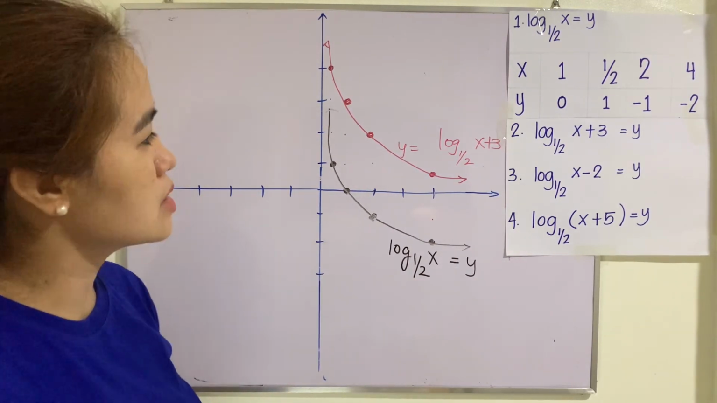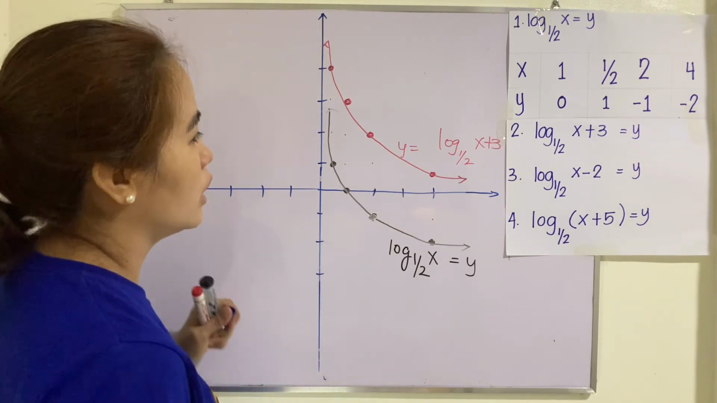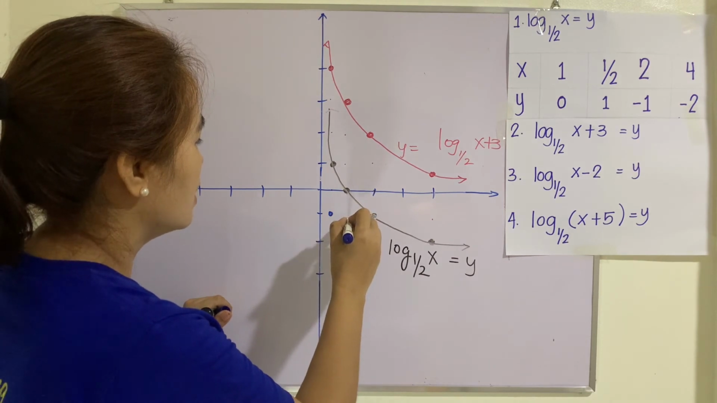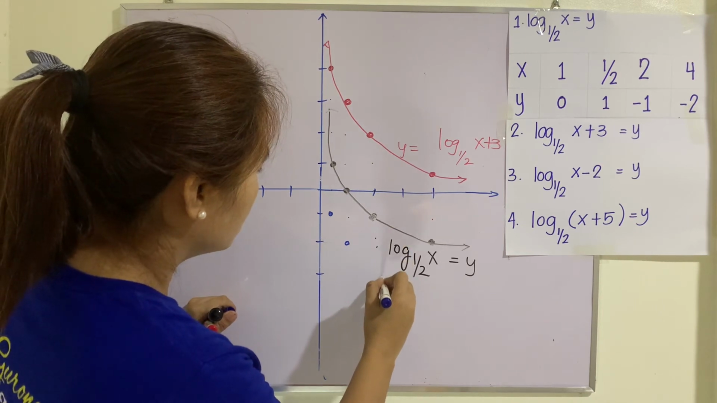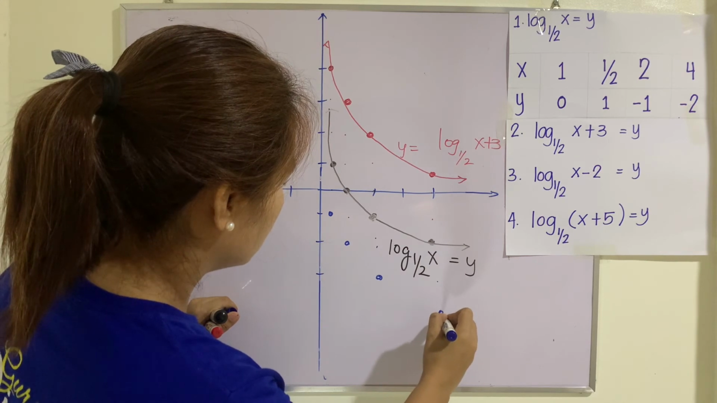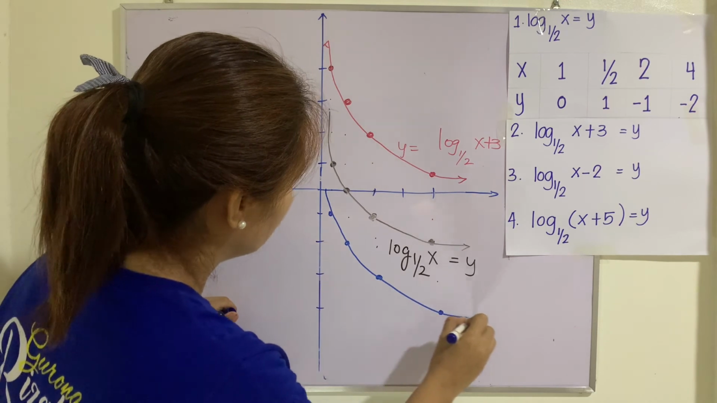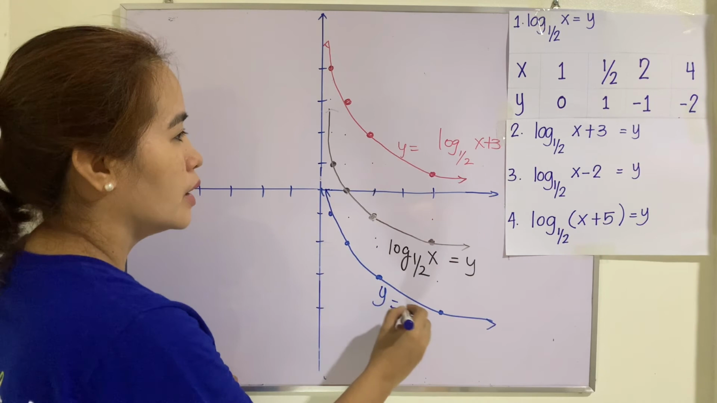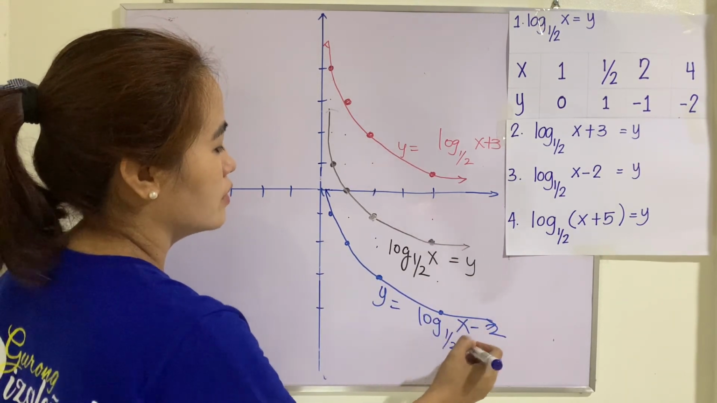So this is x minus 2. I will be moving all points 2 units down. So this is 1 and 2. This is 1 and 2. This is 1 and 2. And this one is 1 and 2. Okay. So here is the graph. Okay? Now, y equals log of x minus 2 to the base 1/2.